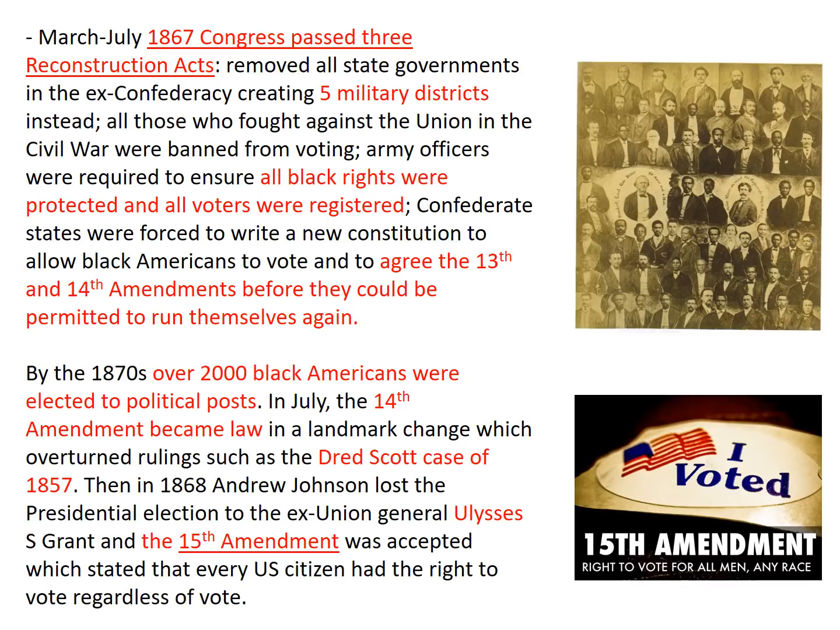Now, major steps forward here. 2,000 black Americans were elected to political posts. The 14th Amendment became law, which overturns the Dred Scott case, which said that the federal government couldn't intervene. And then Andrew Johnson loses the presidential election to the ex-Union General Ulysses S. Grant. And we get the 15th Amendment being accepted, which says that every US citizen has the right to vote, to prevent freed black Americans from being stopped from voting. So if we draw a line again, under radical Reconstruction we've now got a significant stage forward for those believing that the freed slaves should have their rights.